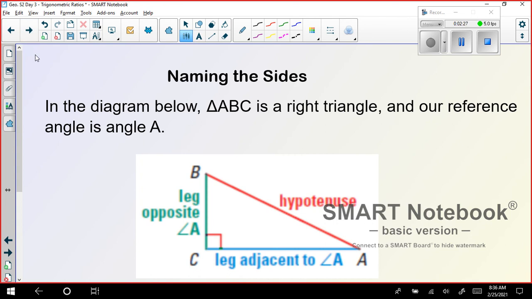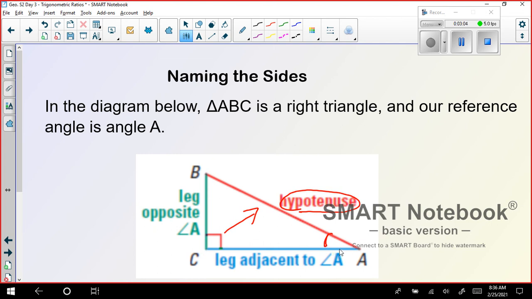Before we understand what the different trigonometric ratios are, we need to know the sides. So if I have a right triangle, and with respect to this particular angle I have to name this triangle, then the hypotenuse will remain constant. Hypotenuse is the largest side, which is opposite to the right angle.